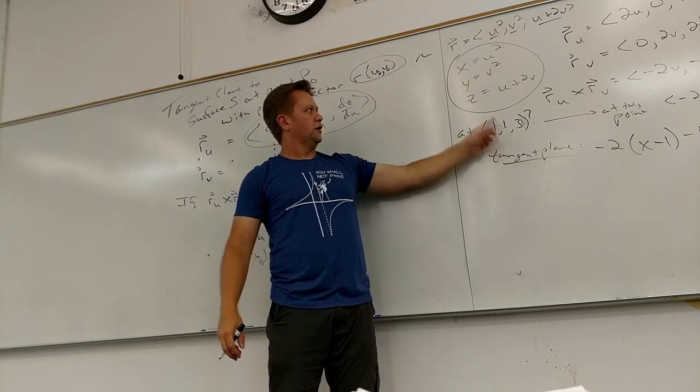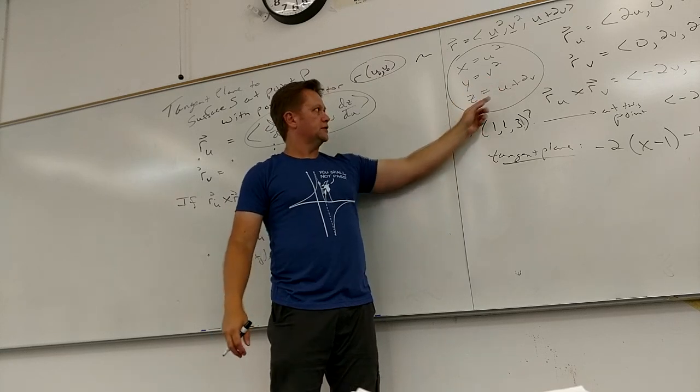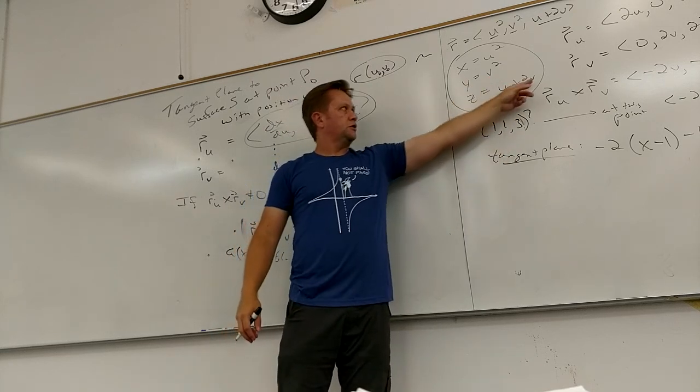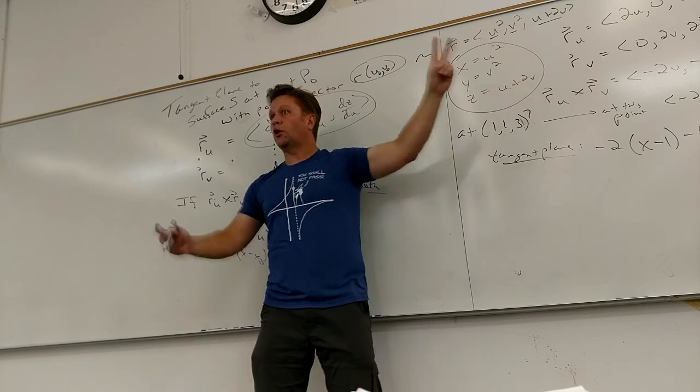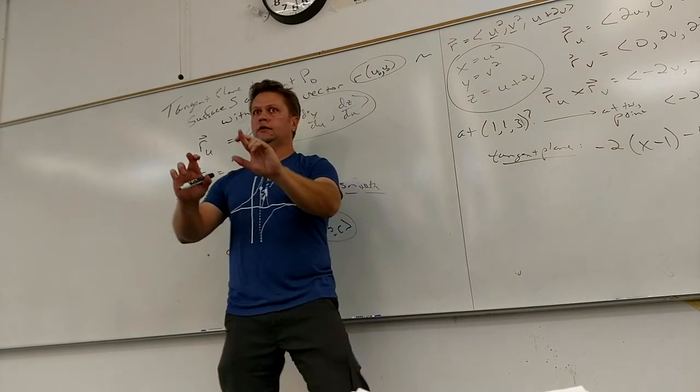1, v would be 1. I like it. And z, u plus 2v is 3, so that works, that checks, right? Okay, I like it.